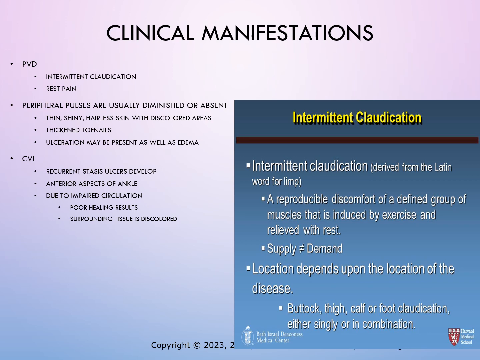And you have a picture on page 1341 that shows a chronic venous insufficiency ulcer. Look at the discoloration around the patient's ankle and what we call a stasis ulcer. In other words, the tissue is dying and a wound develops. And so you have what's called a stasis ulcer there. In CVI, which is your chronic venous insufficiency, recurrent stasis ulcers develop at the medial and anterior aspects of the ankle. Due to impaired circulation, poor healing results and the surrounding tissue is discolored.